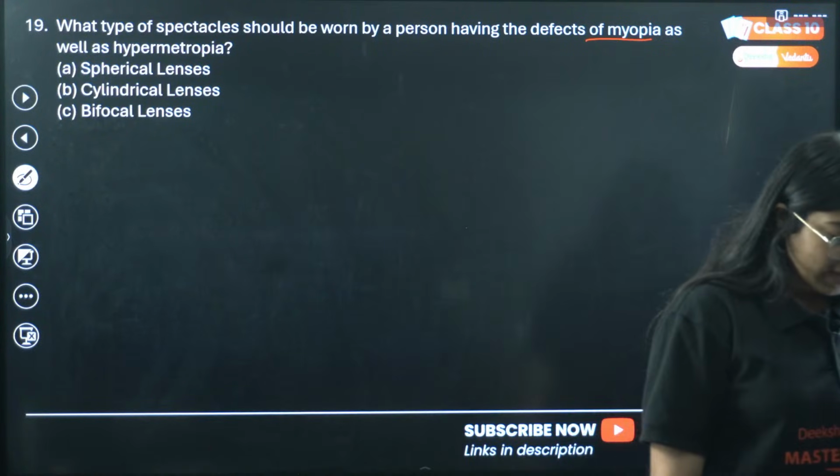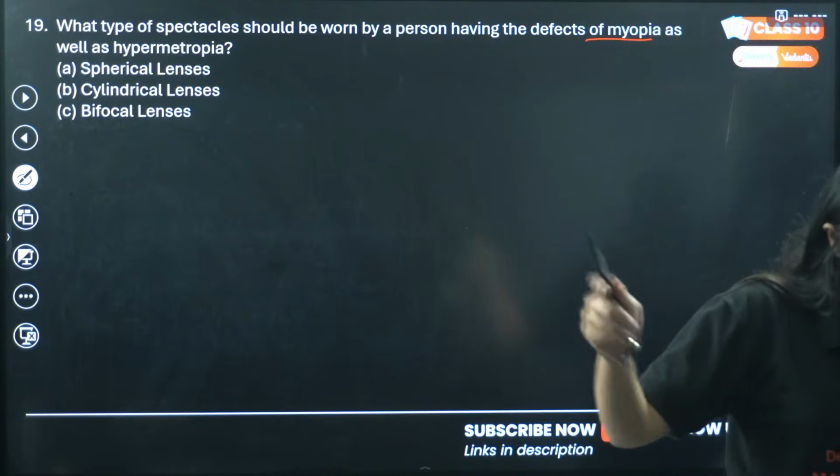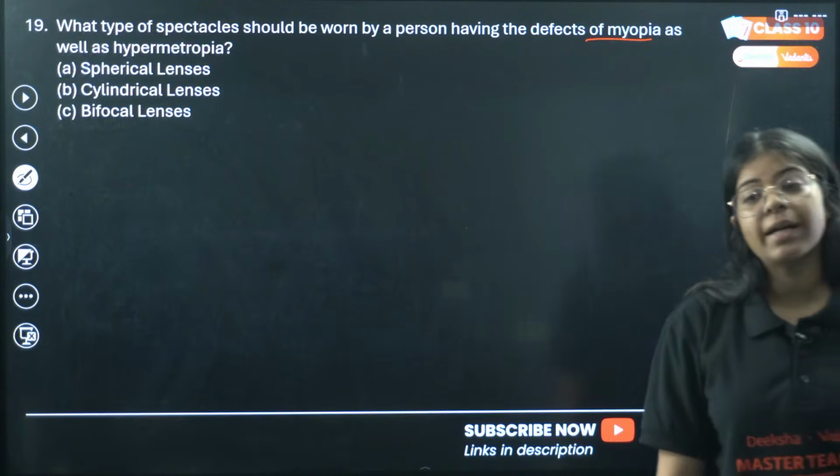B is wrong in this? In the previous one, yes, B was wrong. The correct option is A.